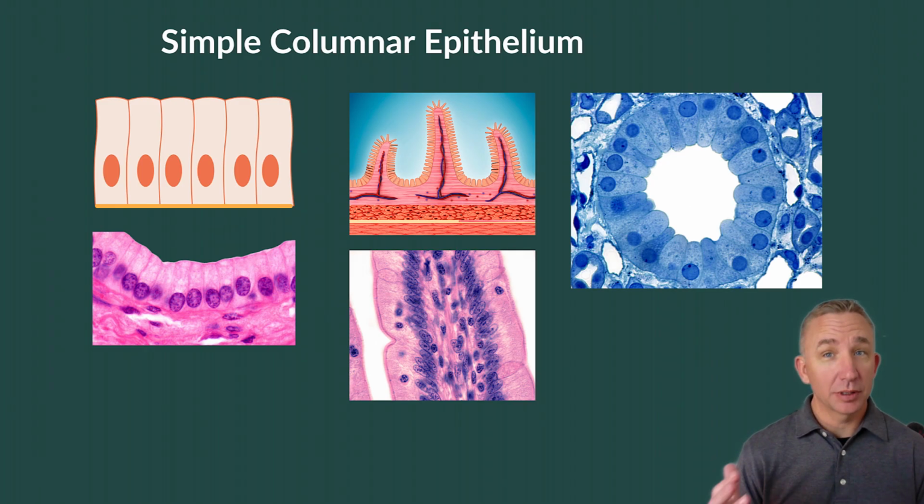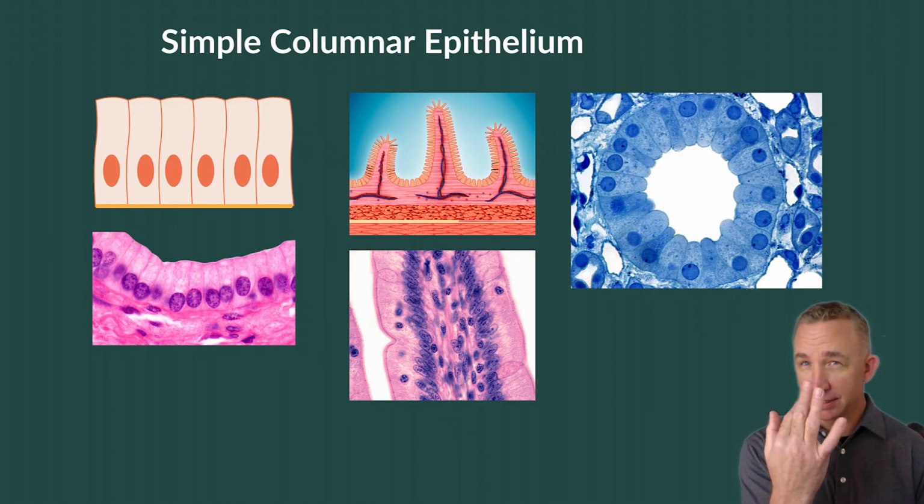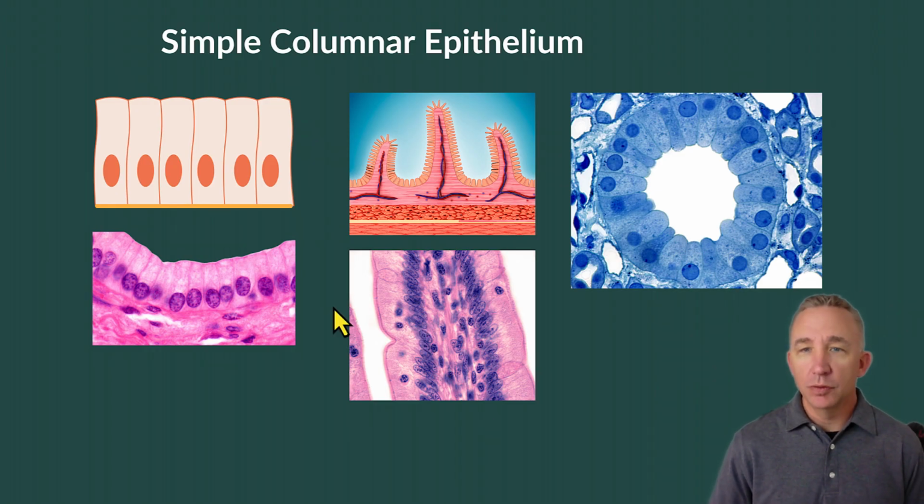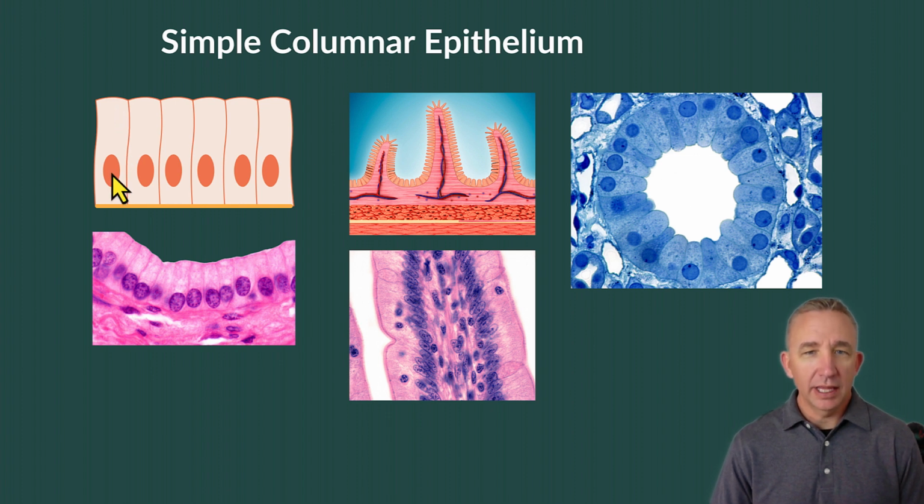Now we look at simple columnar. They tend to look more like rectangles, but to me, a lot of times they look like fingers or stubby fingers. 3 different views of it. So we look at a pictogram of it. One thing I just want to share with you is when we look at columnar, the nuclei tend to be closer to the basal surface.